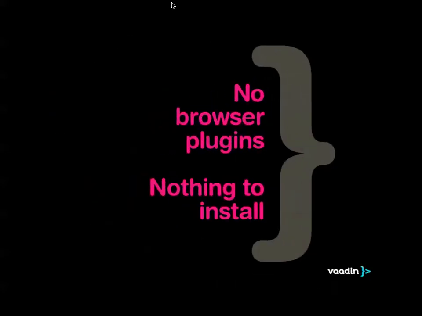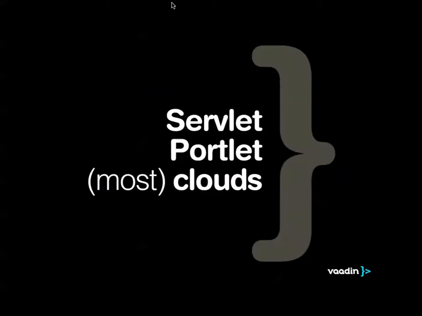There are no browser plugins to install, and actually there's nothing to install, so you get a web deployment model together with the desktop-type programming model. You can basically deploy on any server that runs Java servlets or Java portlets, or most cloud offerings. We support Google Web Toolkit directly. Amazon Cloud, of course, works perfectly as it's just any kind of server you deploy there. You can run on Heroku with some trickery.